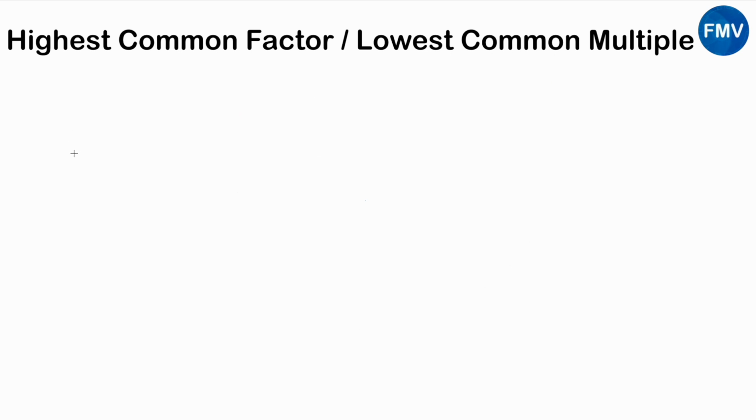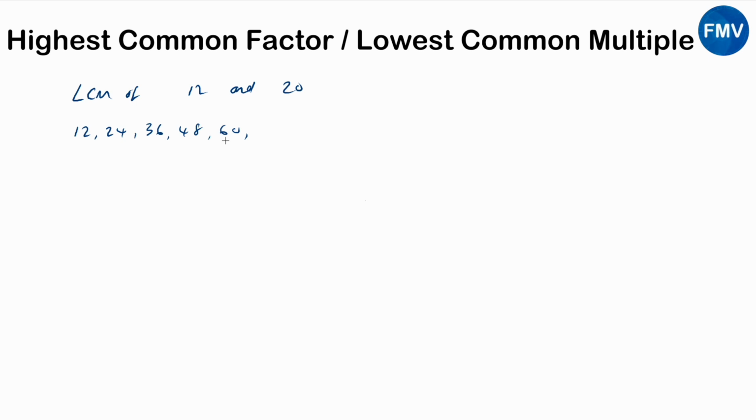Let's look now at finding the lowest common multiple, the LCM, of some numbers. Let's find the lowest common multiple of 12 and 20. So we're looking for a multiple of 12 that is also in the multiples of 20. One of the simplest ways of doing this is literally writing these out.